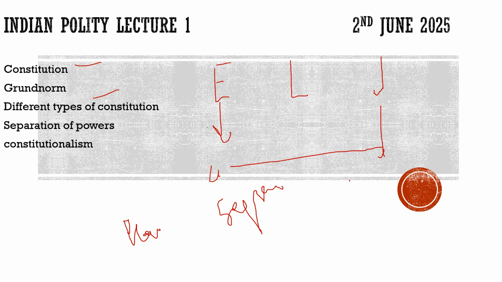So what is the need of the hour? The need of the hour is separation of powers with checks and balances. With checks and balances, one organ will check another organ, and another organ will check another, so that there would be proper working of the constitution.